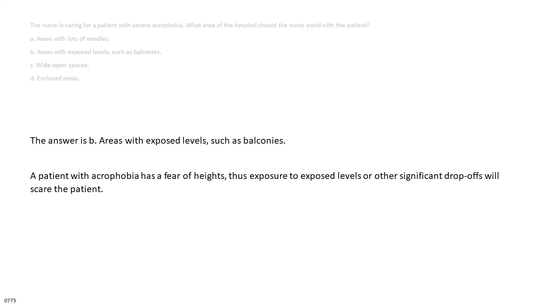The answer is B. Areas with exposed levels, such as balconies. A patient with agoraphobia has a fear of heights, thus exposure to exposed levels or other significant drop-offs will scare the patient.